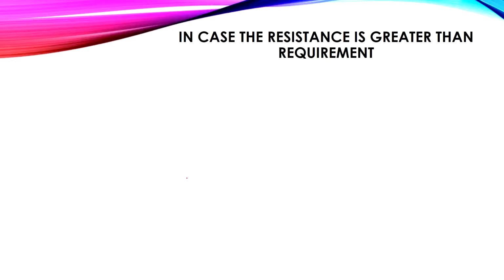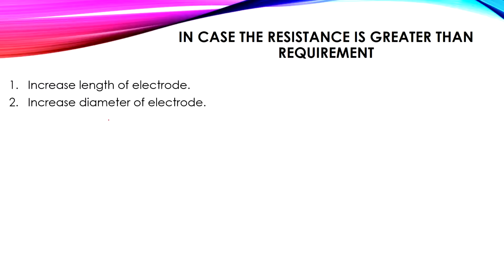In case the resistance is greater than the requirement, if the resistance is greater than 5 ohm, what should we do? We can increase the length of the electrode. Remember that increasing the length of the electrode means a lower resistance. Increasing the diameter of the electrode also decreases the resistance. Increasing the number of electrodes means more parallel combination, or lower equivalent resistance of electrodes. So increasing the number of electrodes will decrease the resistance. Remember that the resistance is proportional to 1 over n, as it is a function in n.